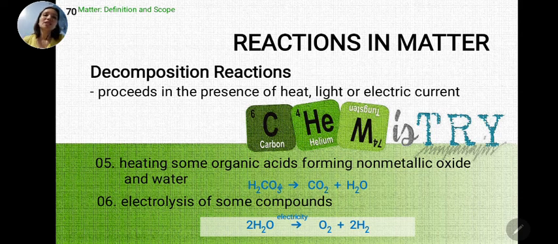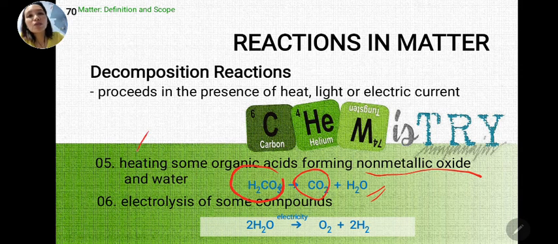Next is when you heat organic acids, and you will form non-metallic oxide and water. So, this is your organic acid, hydrogen bicarbonate, and you will form carbon dioxide, which is a non-metallic oxide, and water. Next is the electrolysis.